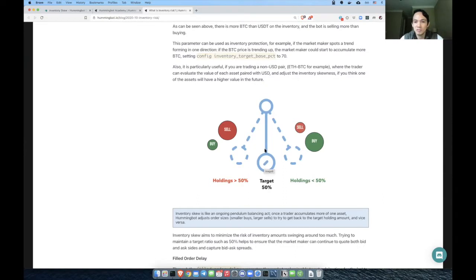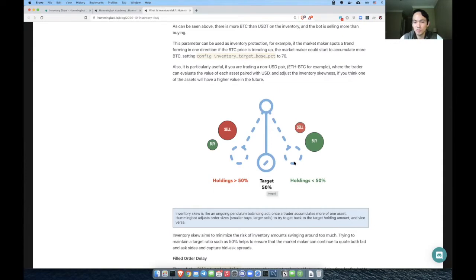What inventory skew does is dynamically adjust your orders based on your level of inventory. This image shows, let's say my target weight of ZEM BTC is 50-50 of each. If my holdings of ZEM increase by more than 50%, as in my bid orders are being filled and I'm accumulating more ZEM tokens, it will adjust the size of my orders. It will decrease the size of my buy orders and increase the size of my sell orders so that it tries to get me back towards 50%. And conversely, it does the other way around.